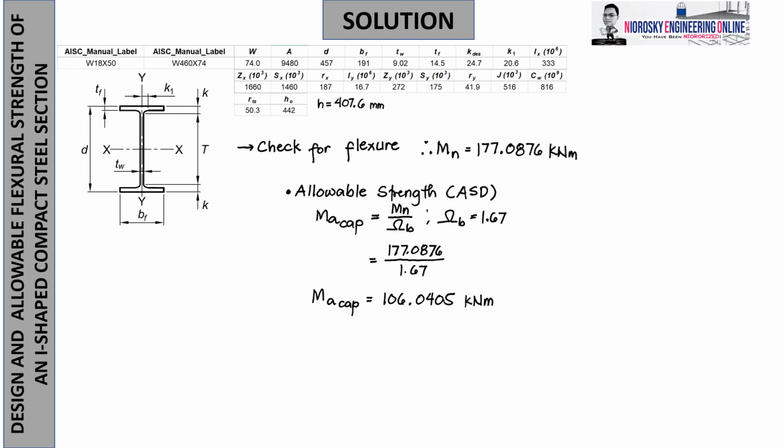For ASD, you just divide by omega B, that is 1.67. Okay, so we will get 106.0405 kilonewton meter. So that will be our capacity under allowable. How about the maximum? Babalikan mo yung beam. So you will get again the load and then take the maximum moment of that beam. So dahil simply supported ito, madali natin ma-compute naman yung maximum moment niyan.